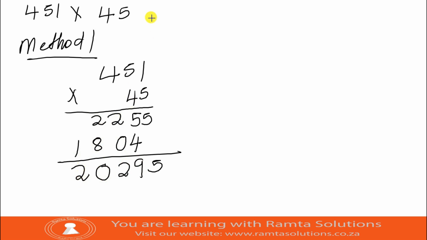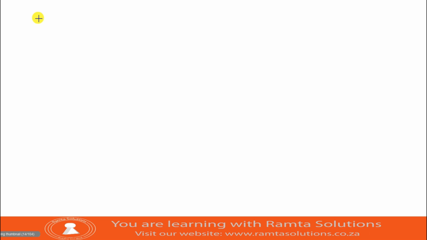So our answer is simply 20,295. All right. Now we're going to the second method. I hope this is the method that everybody uses, and most of us were taught this method in primary school. Remember, this is the vertical column method. Now let's look at the second method.